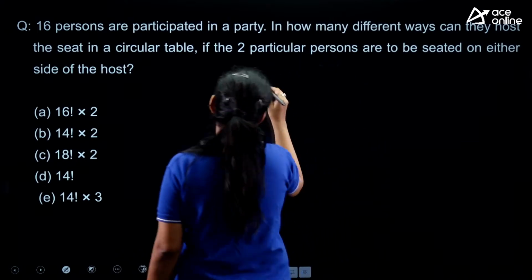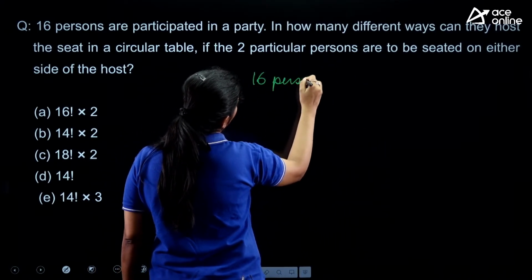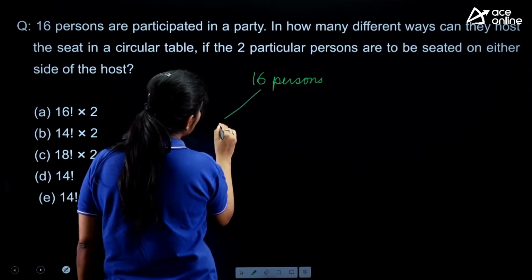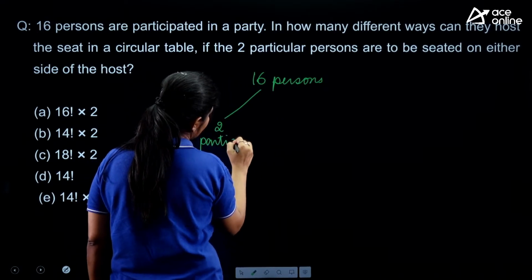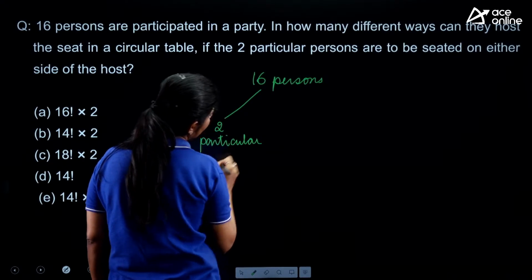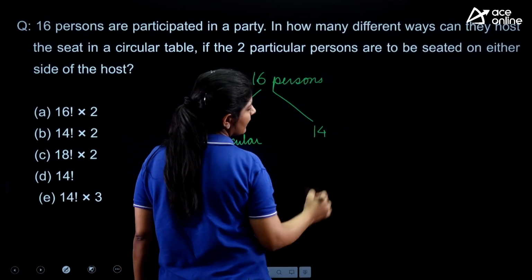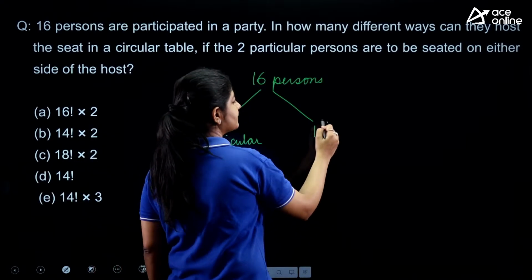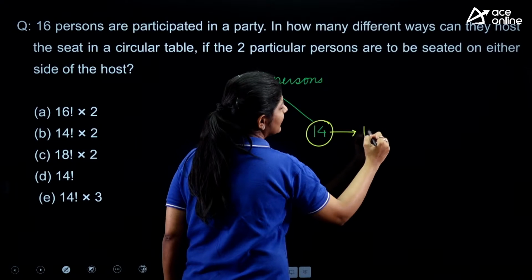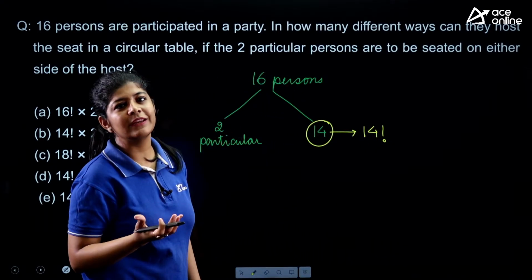In total, how many persons do we have? 16 persons, right? We have two particular persons. That means we are left with 14 persons, right? Now these 14 persons can sit in how many ways? They can sit in 14 factorial ways.